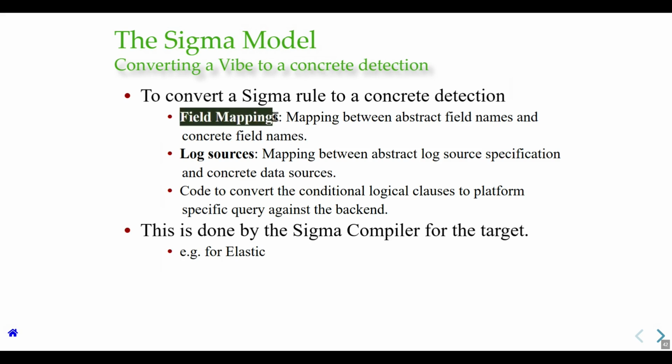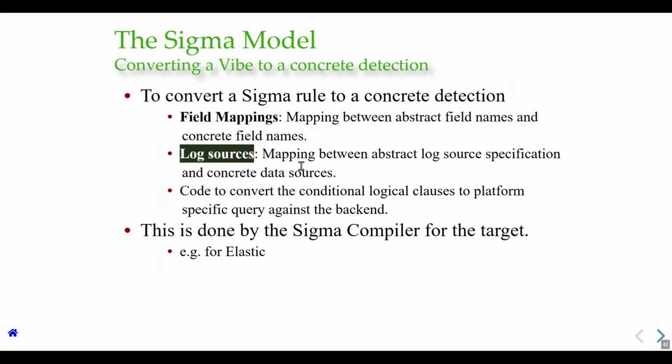So we have two things. We have the field mappings, and the field mapping is just a way of mapping between fields in the Sigma rule, which were abstract and didn't really correspond to any particular event, to an actual event field that is collected in that system. And then we have the log sources, which define what events are actually available on this system, right? So the log sources define for us what kind of events are available.